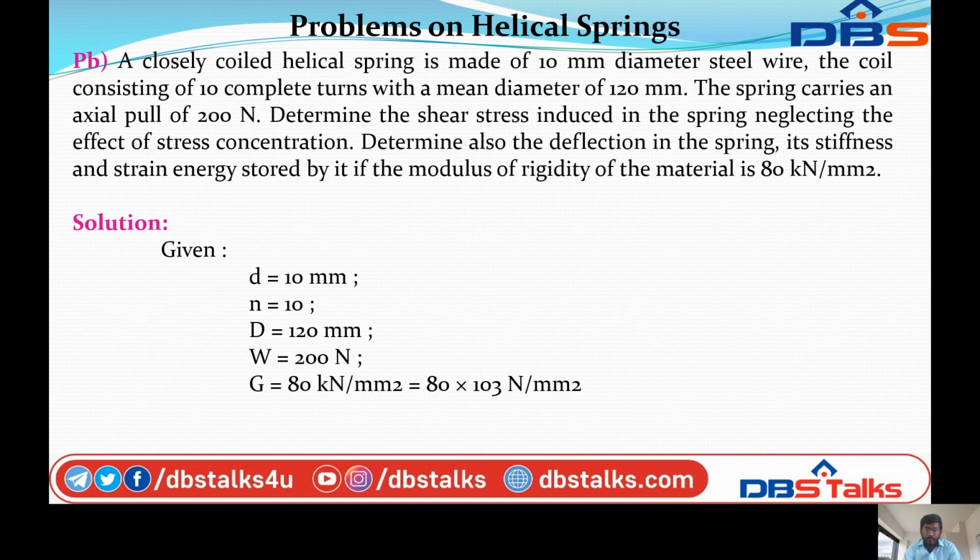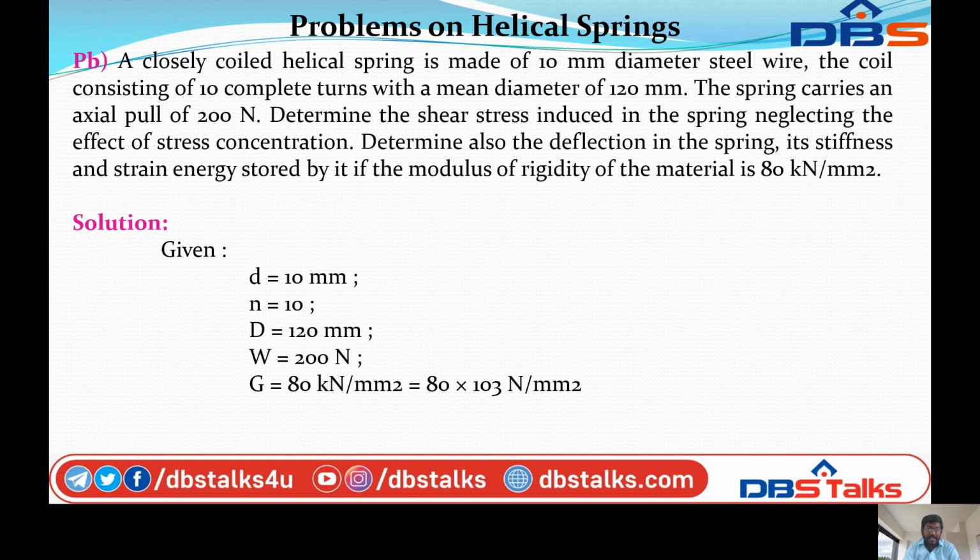So, next problem. A closely coiled helical spring is made of 10 mm diameter steel wire. The coil consists of 10 complete turns with a mean diameter of 120 mm. The spring carries an axial pull of 200 newtons. Determine the shear stress induced in the spring, neglecting the effect of stress concentration. Also determine the deflection of the spring, its stiffness and the strain energy stored. The modulus of rigidity of the material is 80 kilonewton per mm square.